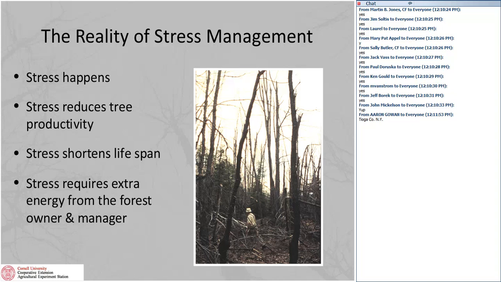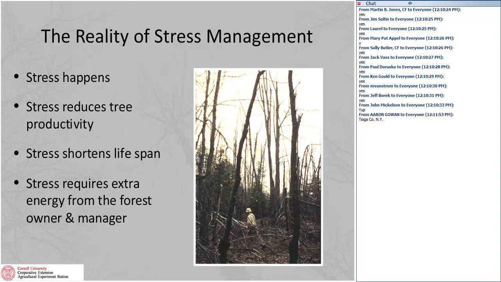Fortunately, ice storms of this magnitude don't happen every year, but as I recall, if you look at the literature, big ice storms happen in the Northeast somewhere on average about once every 7 years. So stress happens. Sometimes they're big events, sometimes they're small events. We'll talk about classification of stress in just a few minutes, but it's going to happen.